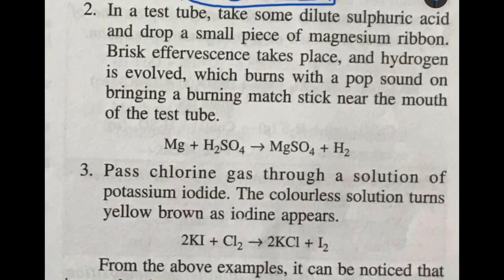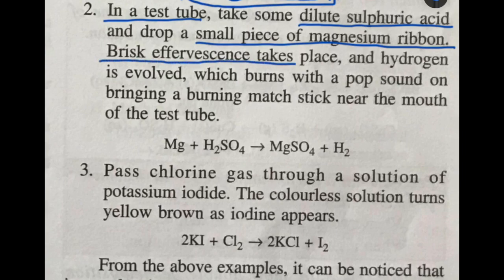The next experiment is in a test tube, we take some dilute sulphuric acid and in it we put a small piece of magnesium ribbon. Again, magnesium is a metal, okay? Ribbon means a very small piece of flat magnesium. Now, brisk effervescence takes place. Effervescence, had I mentioned it before? Yes, I think I had. Effervescence means like continuous boiling. Like when you open a Coke bottle, you see the bubbles coming out quickly. That is known as brisk effervescence. I had told you before also.